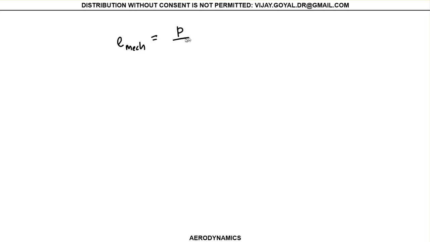So in this lecture, we're going to talk about the Bernoulli equation. Before we do that, let's review a few things that we left over from the conservation of energy. We define the mechanical energy as follows: P divided by rho, where rho is the density and P is the pressure, plus V squared divided by 2, plus g, that's the gravitational constant, times z, the distance.